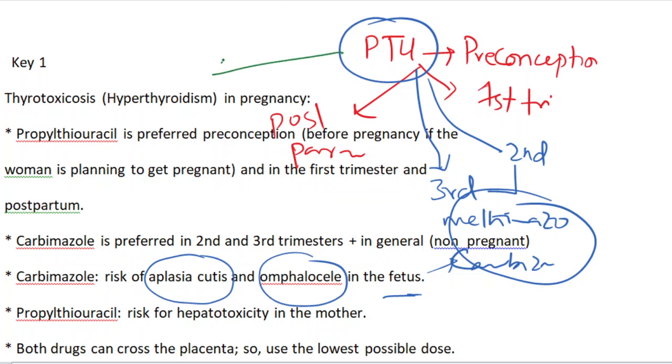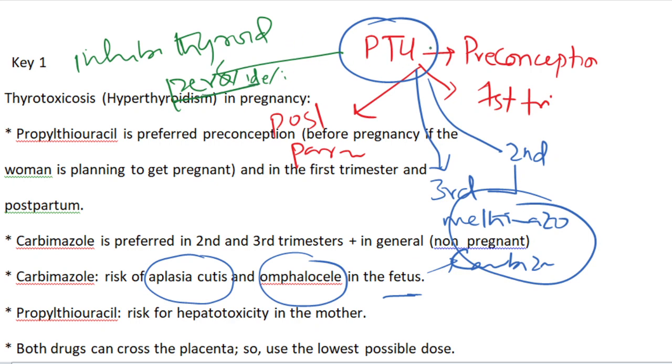They inhibit the enzyme which is called thyroid peroxidase. Okay, they inhibit the thyroid peroxidase enzyme. What is the thyroid peroxidase function? Thyroid peroxidase basically does the oxidation of iodine, and then organification of iodine.